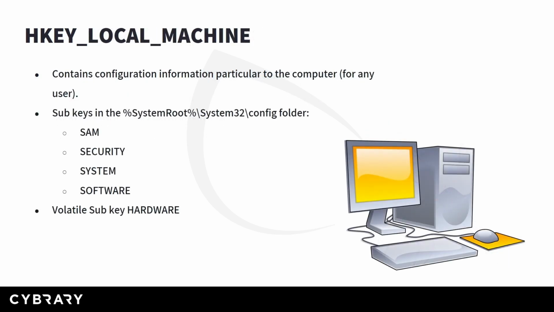HKeyLocalMachine contains configuration information particular to the computer for any user. This key is sometimes abbreviated as HKLM. On Windows NT and recent versions, this key contains 4 subkeys: SAM, Security, System, and Software, that are loaded at boot time from their respective files located in the system root System32 config folder. A 5th subkey, Hardware, is volatile and is created dynamically, and as such is not stored in a file.